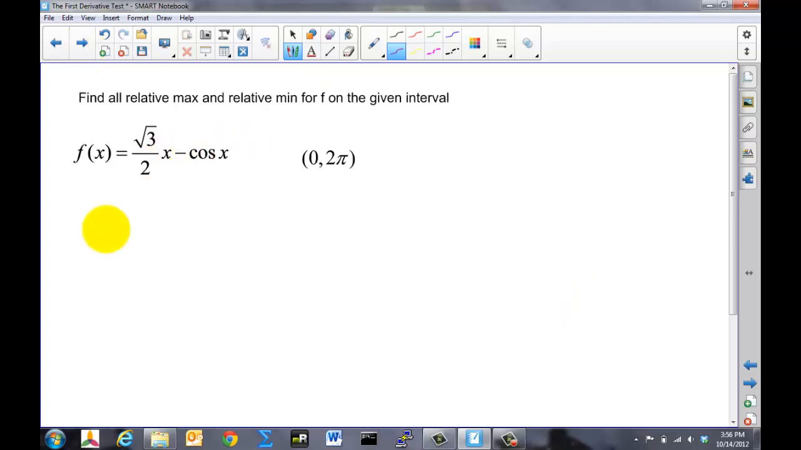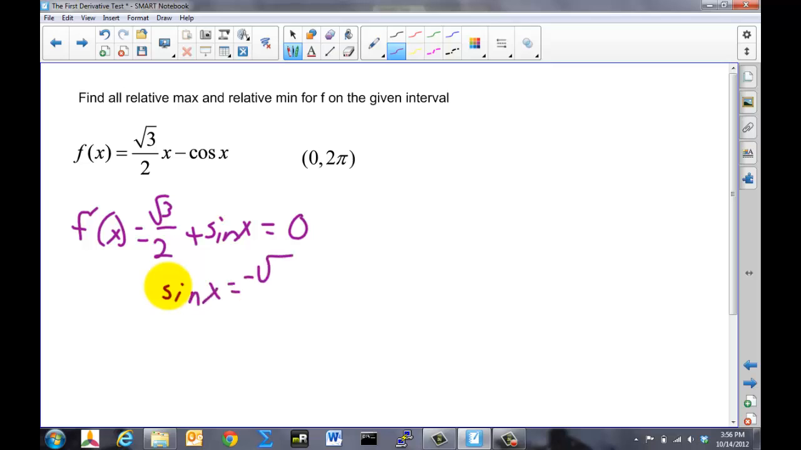Find the relative max and relative min for f on the given interval. So how do we go about solving this? We're going to find the derivative first of all. The derivative is the square root of 3 over 2 plus the sine of x. And we're going to set that equal to 0. You're going to do that one step over and over with so many problems all year. Find the derivative, set it equal to 0.